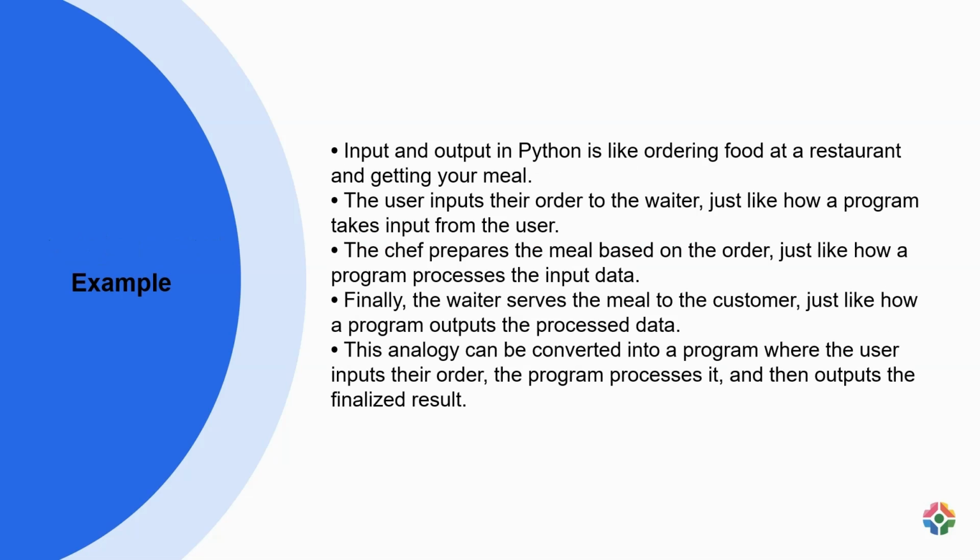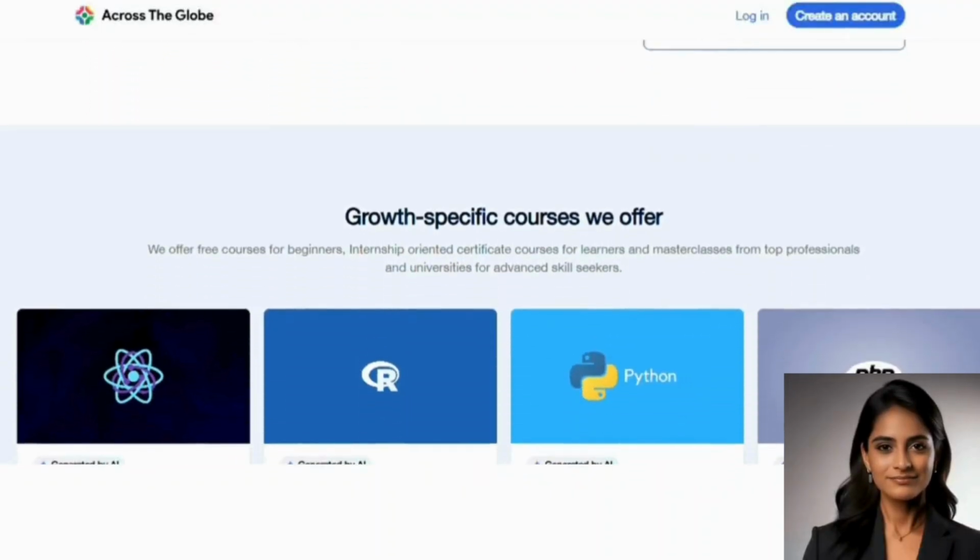Input and output in Python is like ordering food at a restaurant and getting your meal. The user inputs their order to the waiter, just like how a program takes input from the user. The chef prepares the meal based on the order, just like how a program processes the input data. Finally, the waiter serves the meal to the customer, just like how a program outputs the processed data. This analogy can be converted into a program where the user inputs their order, the program processes it, and then outputs the finalized result.